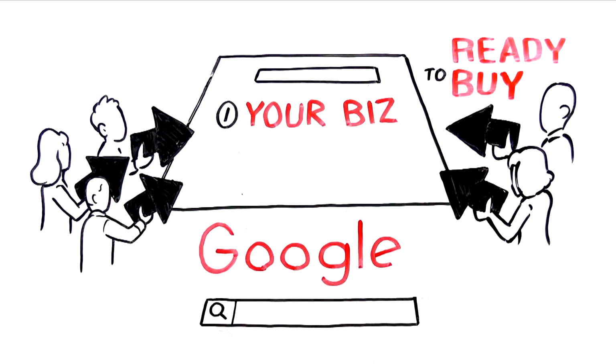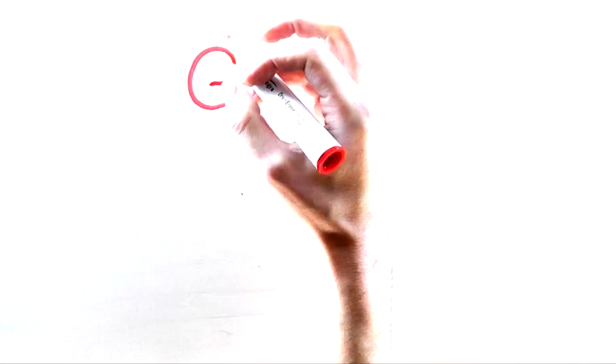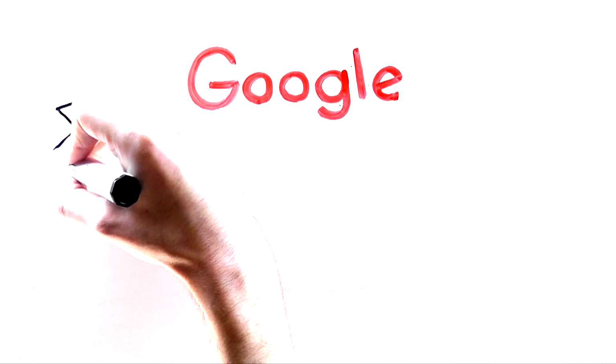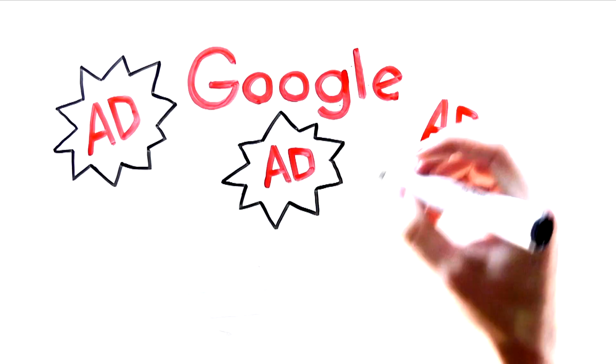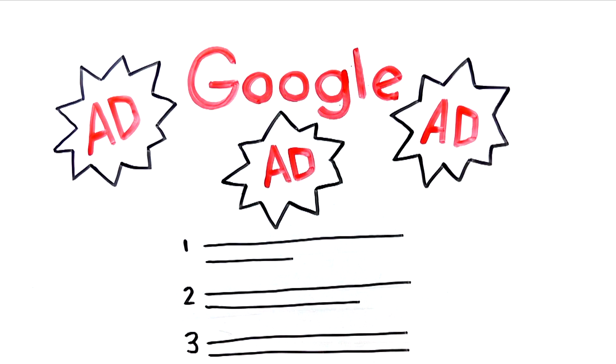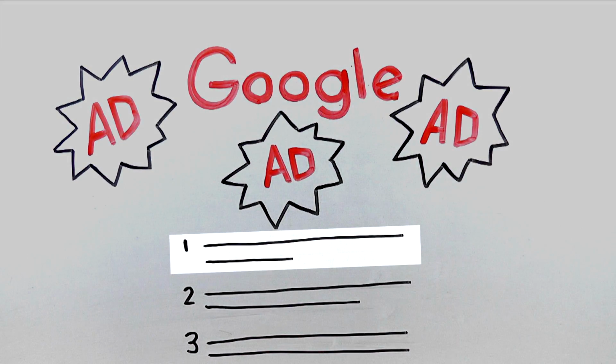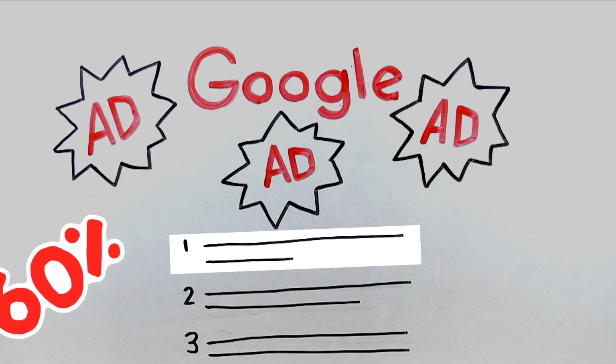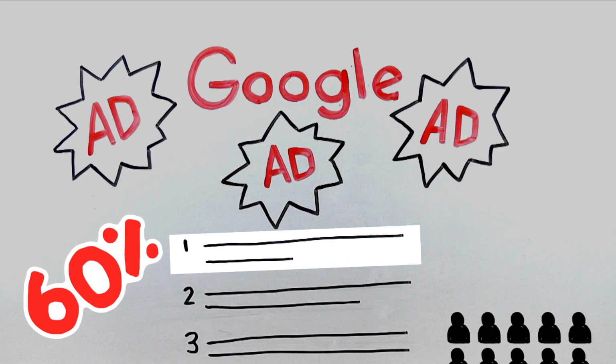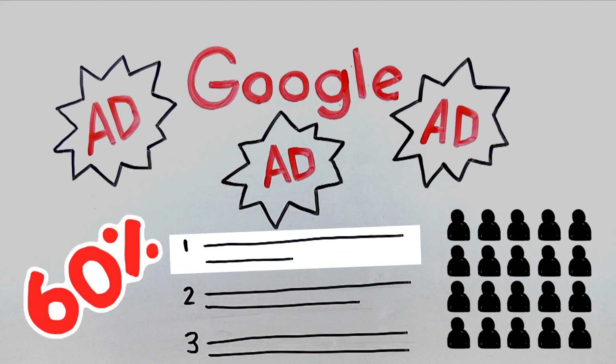Consider what you do yourself. When you're on Google, do you look at the ads at the top of the page? Or do you go to the first few natural search results underneath the ads and click there? You know, those first three spots get 60% of the clicks. Now that's a massive amount of valuable traffic, and that's where you want to be.